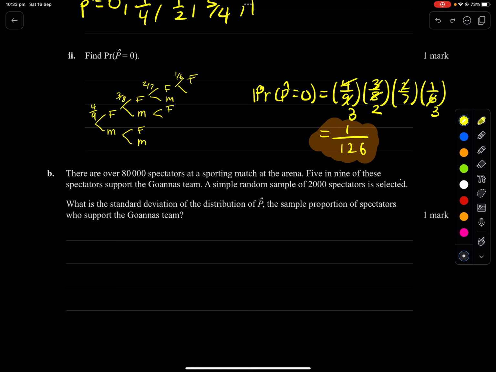5 in 9, so 5 on 9 of these spectators are the home team's supporters. So probably that's like a probability.